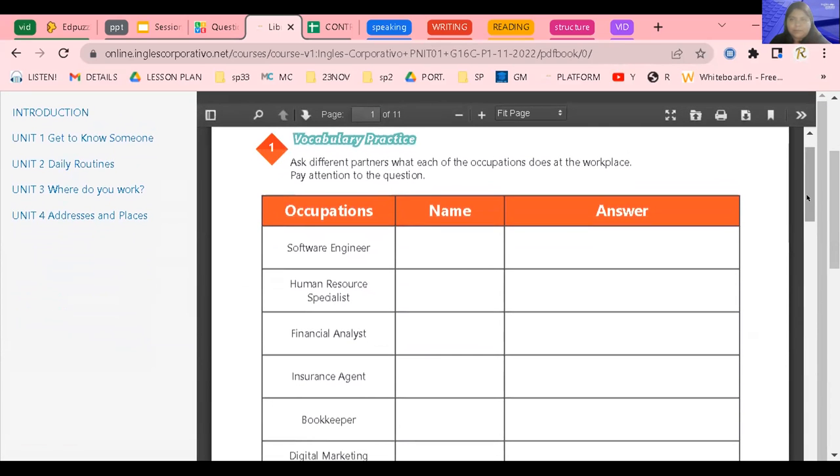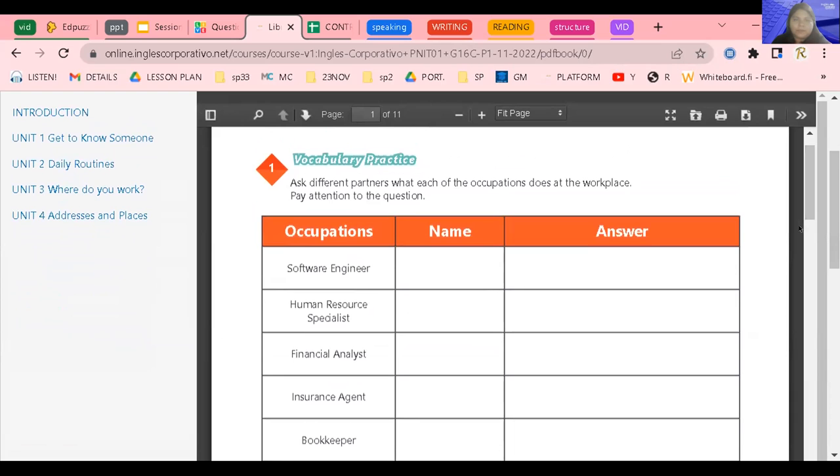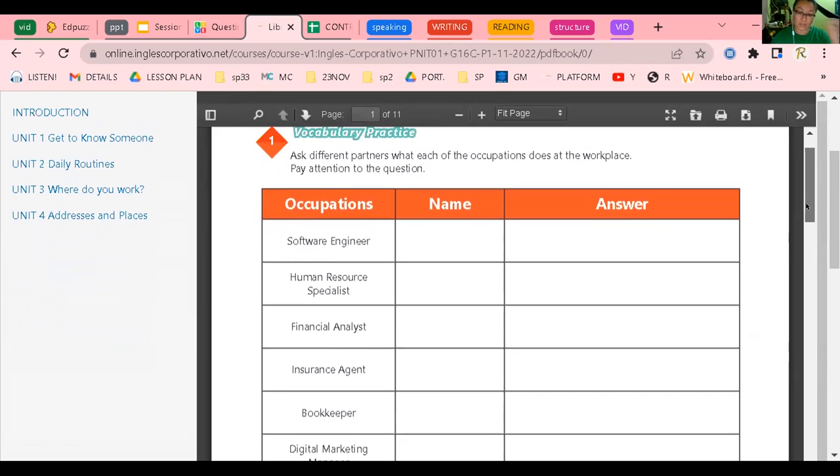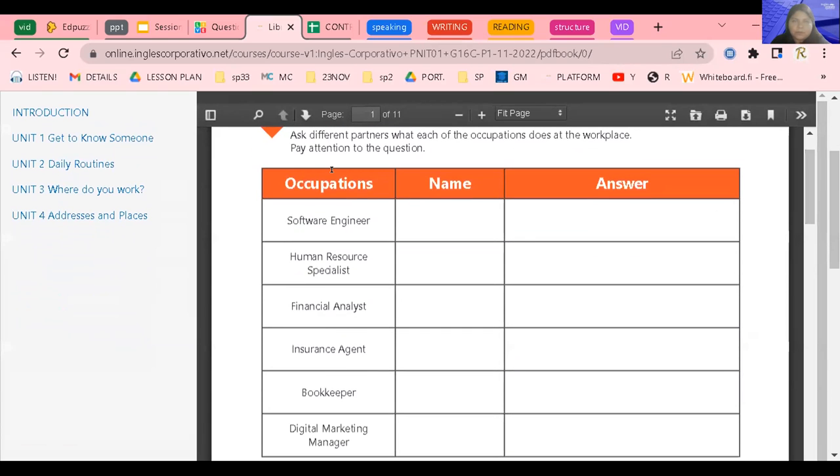Okay, in here, you have to ask different partners what each of the occupation does at the workplace and pay attention to the question. So what would be the question? For example, what do you do, right? So what do you do? What do you do, Marlene? Are you a software engineer, human resources, financial analyst, insurance agent, bookkeeper, digital marketing manager? So select one, Marlene. Software engineer.